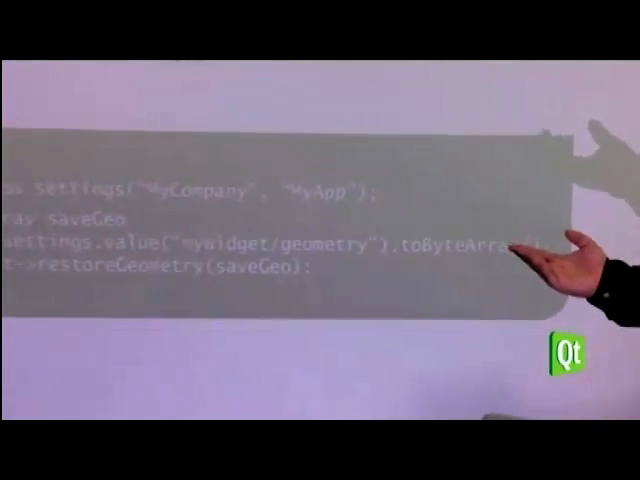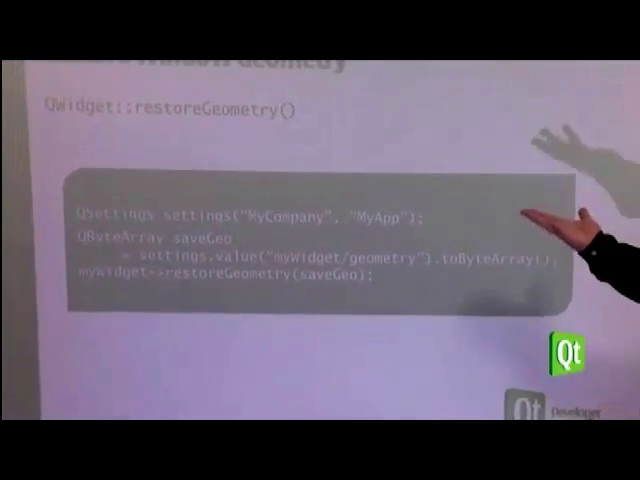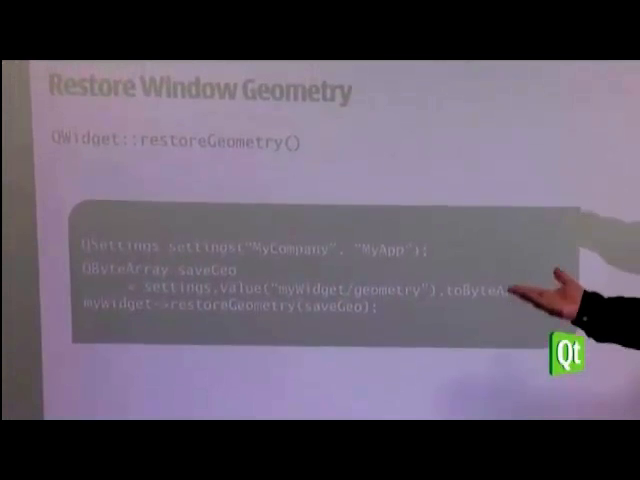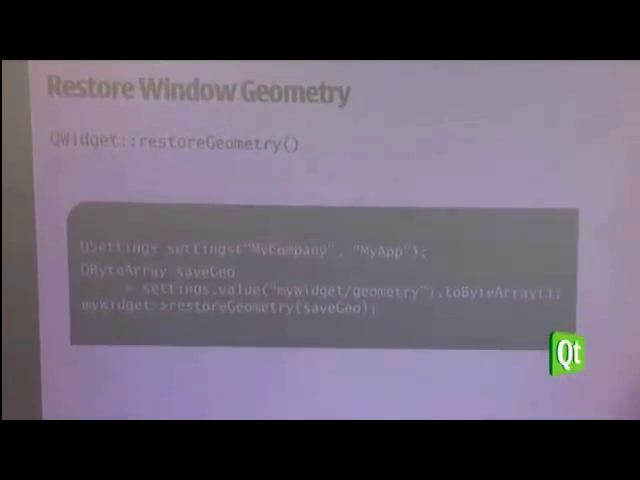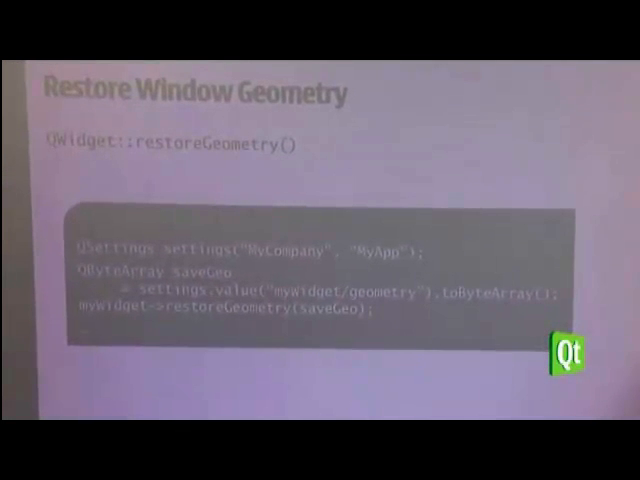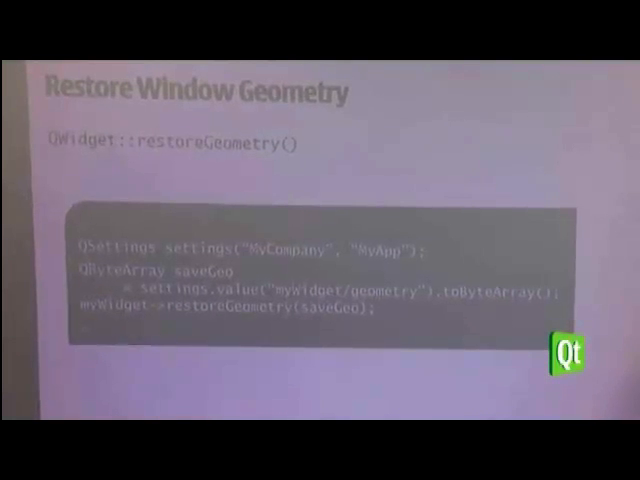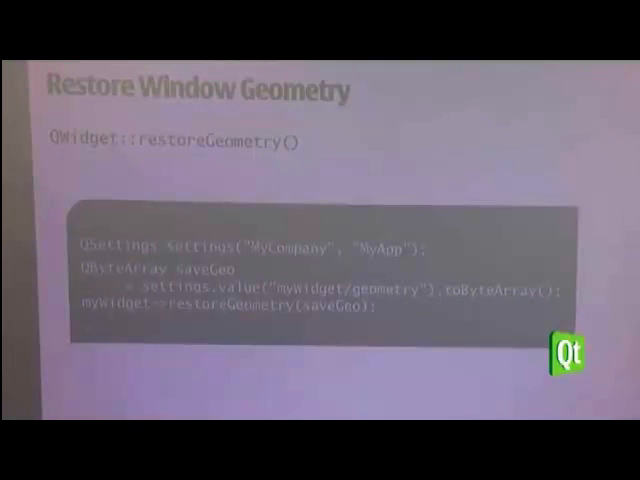And restoring geometry is not that much more difficult. You simply create another QSettings object. You pull the byte array out, and then you just call restoreGeometry, and that will restore the size and the position of the window. It will also have some knowledge as to which screen it was on, so you should get the proper behavior that you want.